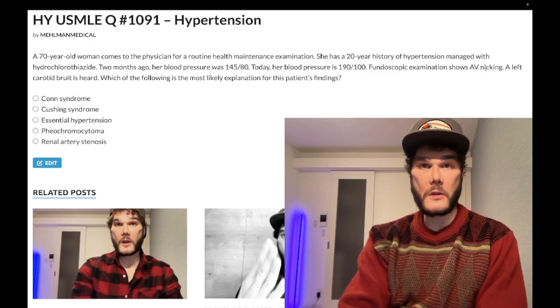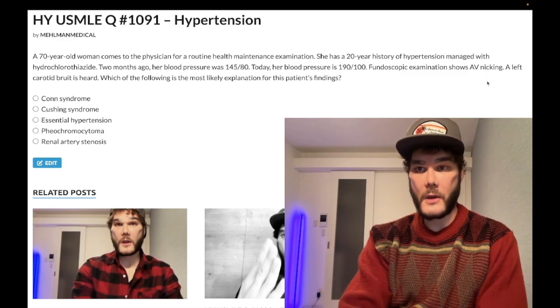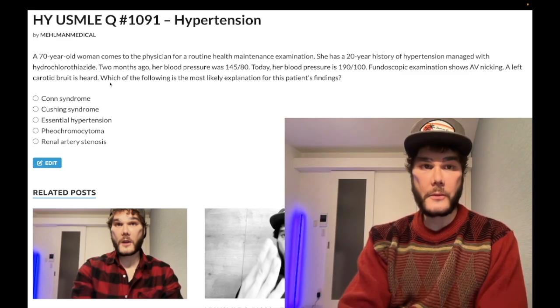It's just a finding you see. I talk about it in my ophthalmology PDF. A left carotid bruit is heard. Which is the most likely explanation for these findings? Let's just hop through. Choice A, Conn's, wrong answer.